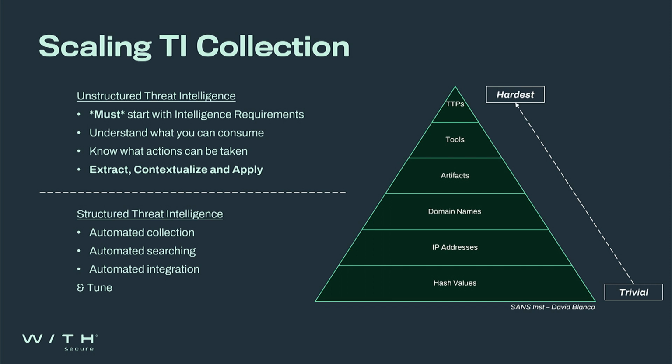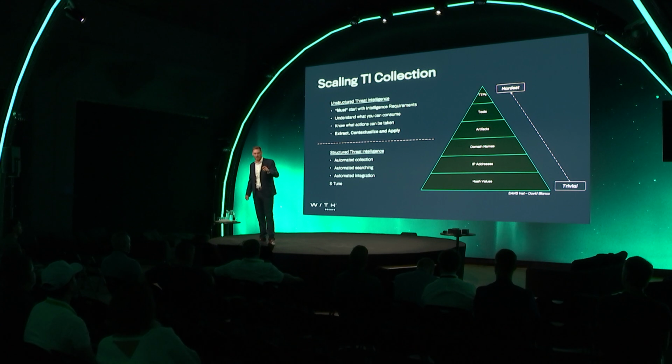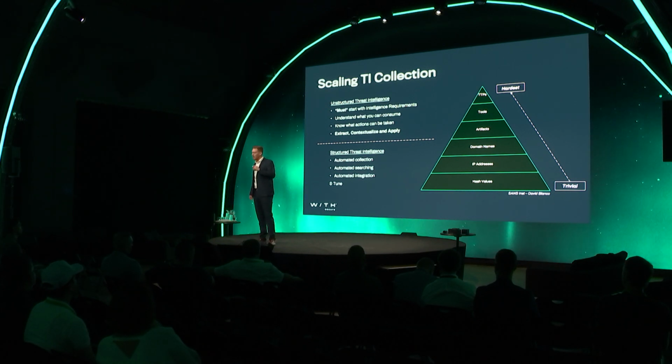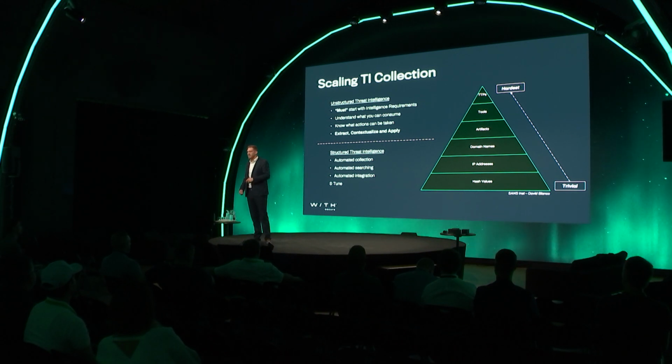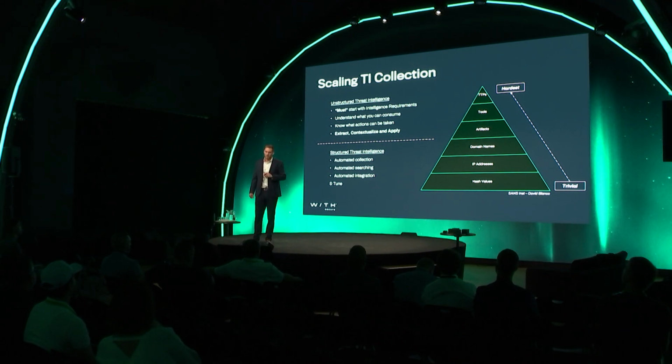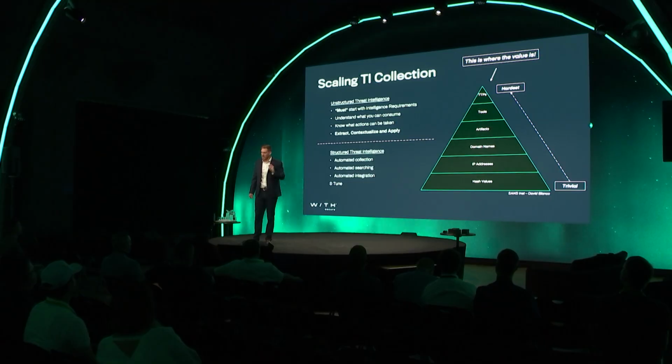And at the bottom of this, we have more structured data, our IOCs, our hash values, our IP addresses, domain names. And if we can disrupt adversaries at this level, it's effective, but it's trivial for the threat actors to respond. If we can disrupt the threat actors at the top of this pyramid, with the artifacts, with the tooling, undermining their tactics, techniques, and procedures, the very knowledge of how they know how to operate on a victim network, that's where the value is.